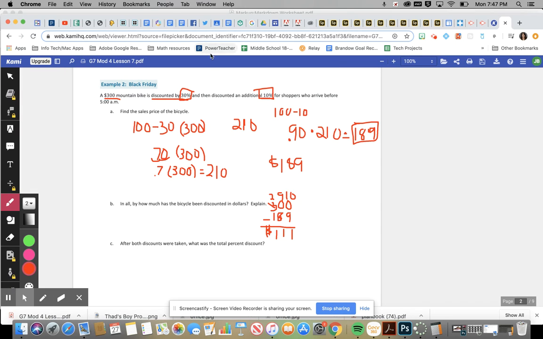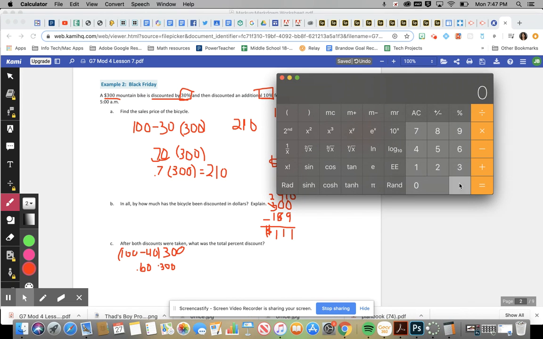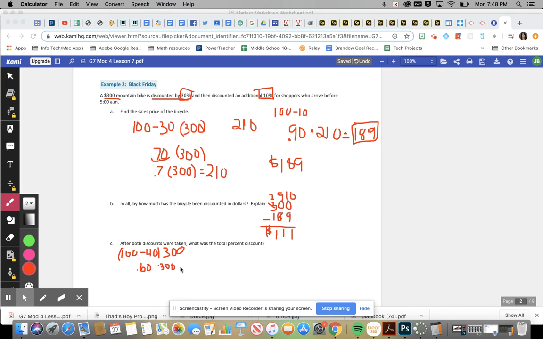Okay, so if I just put those two together and made 40% discount, that would be 100 minus 40% times the $300, that original price. Well, this would be 100 minus 40 is 60%, or 0.60 times 300. And let's see if that is actually the same as that 189, which we got before. So if I did 0.6 times 300, that's actually $189, or $180, excuse me.